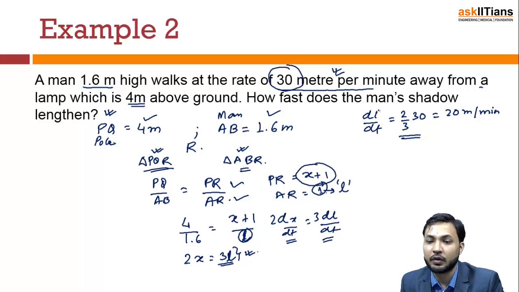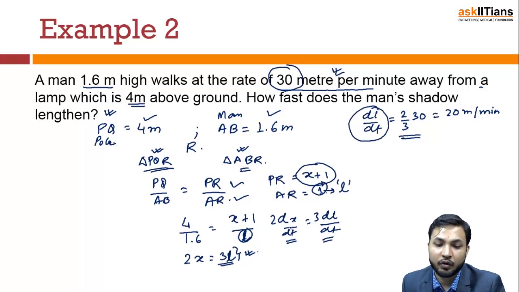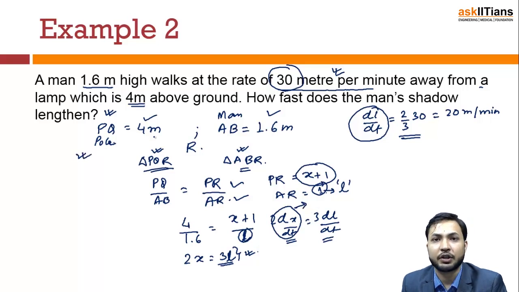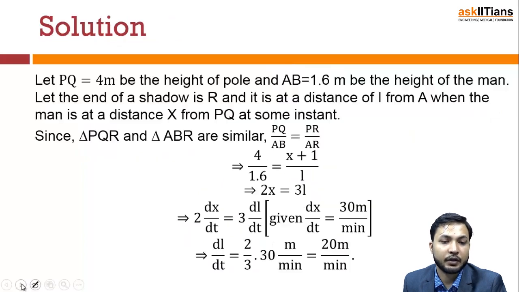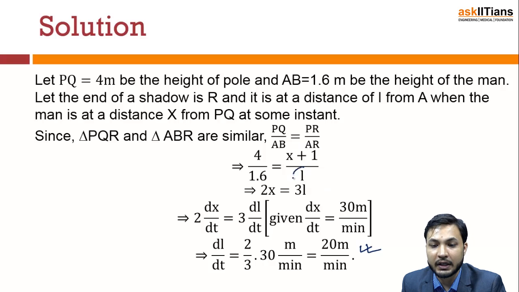So this will be my dL by dt that I need to find, and for here my dx by dt is mentioned. Alright, so this is another application. Now, moving ahead, you see the solution similar to what I have solved. In this case I have already taken this L. L is my distance from one end of the shadow.